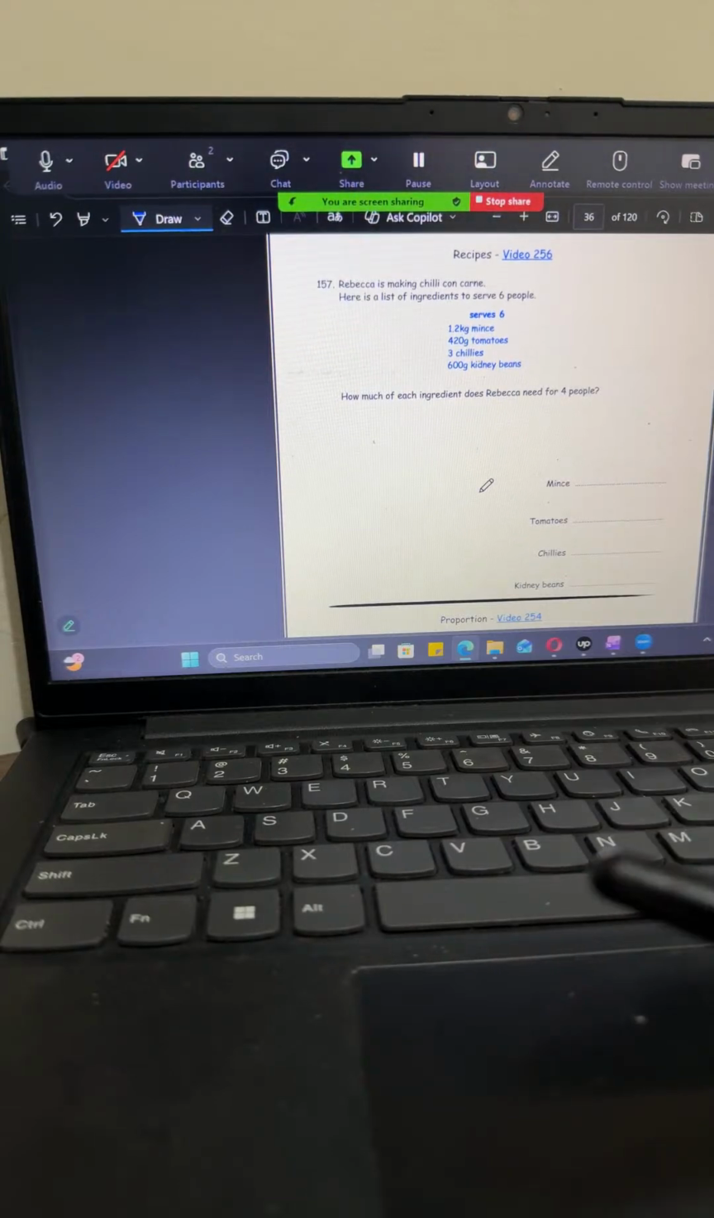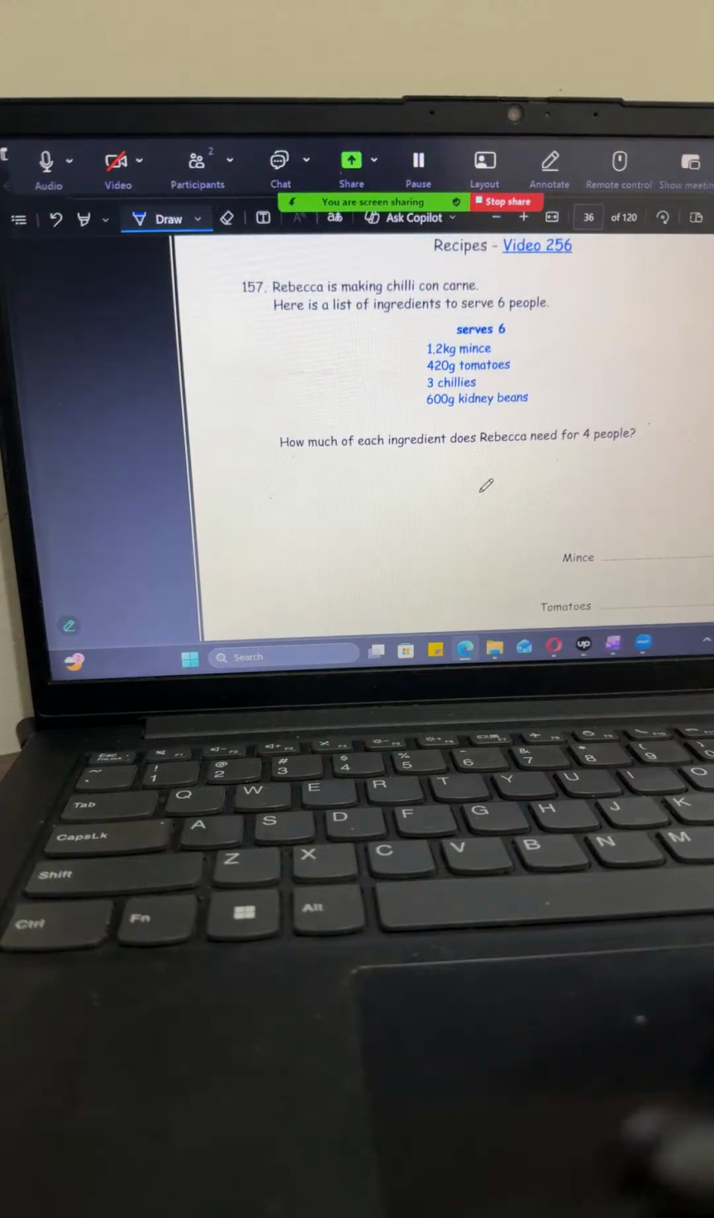Are you able to read this one? Rebecca is making chili con carne. Here is a list of ingredients to serve 6 people. How much of each ingredient does Rebecca need for 4 people? So the given is the ratio in the context of 6 people, right? Yeah.